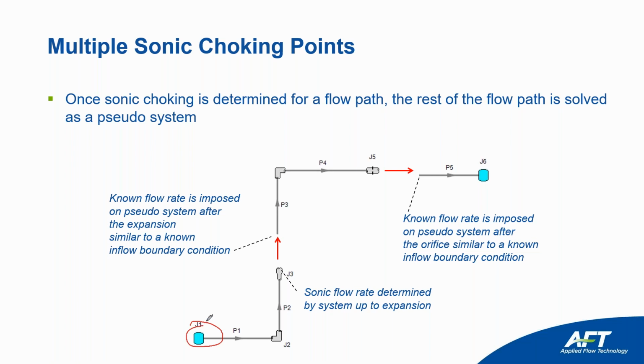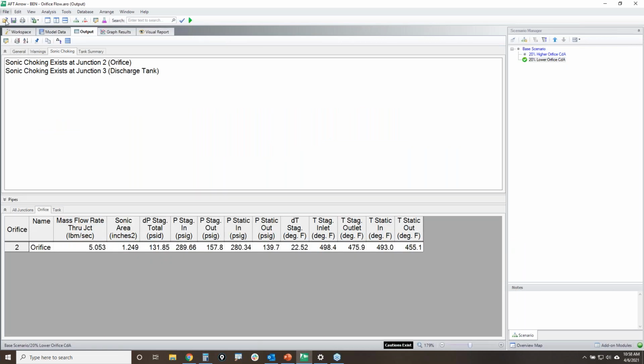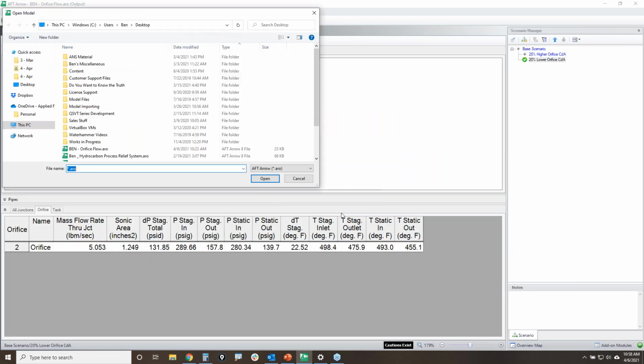It starts with the inlet conditions, it figures out what the first choke point is, and then we impose a known flow and known energy at the pseudo boundary here and here, and then we start working our way backwards from the discharge boundary condition. If you were to graph what was happening for this particular system, I'll show you what it looks like. So let me open up that model.